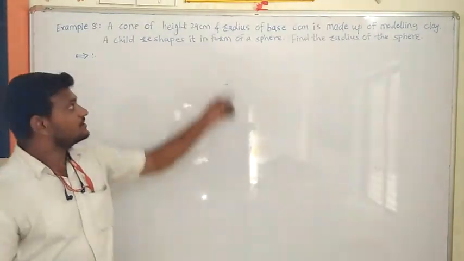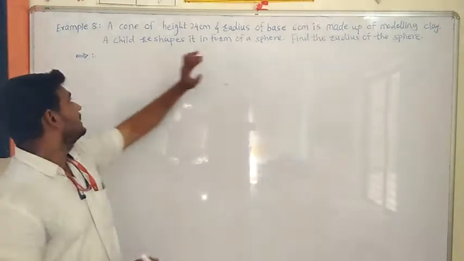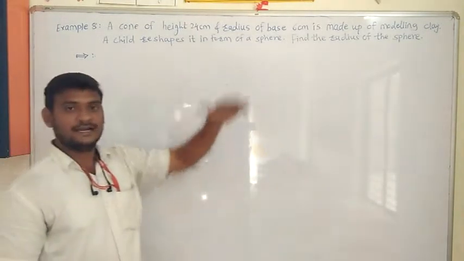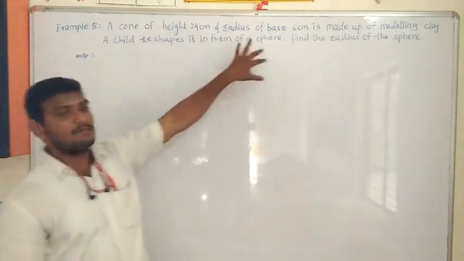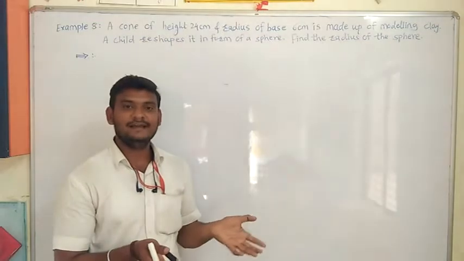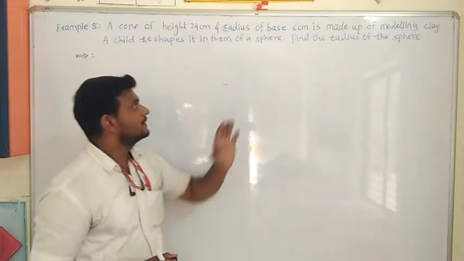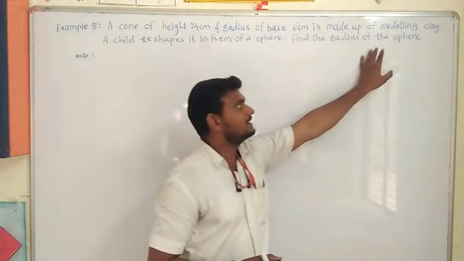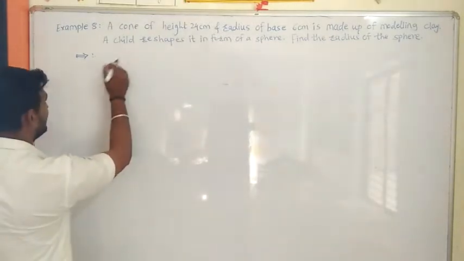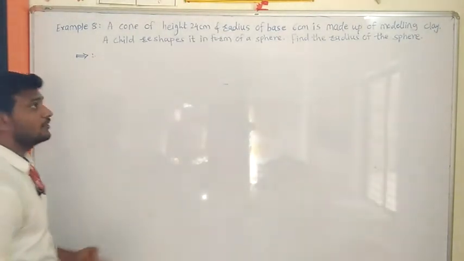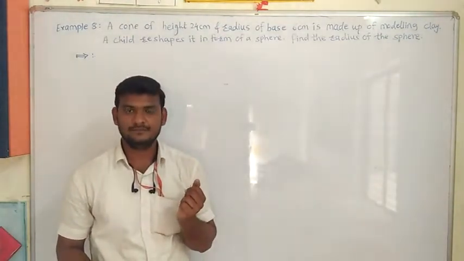What is the child doing? Initially it was in the shape of a cone. Now the child is reshaping the modeling clay in the form of a sphere. Initially it was a cone and by using that same clay only, he is forming a sphere. Now we have to find the radius of that formed sphere. Okay, let us see how to find it. To find this, we have to know the volume of that clay. The volume of that clay will remain the same.